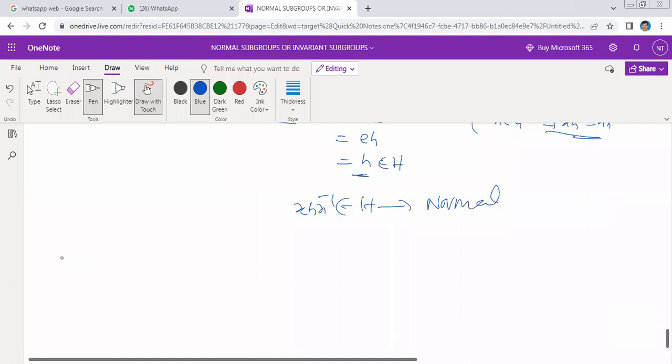But what is the converse of this statement? Every subgroup of an abelian group is always normal, but the converse of this statement need not be true. Converse need not be true.